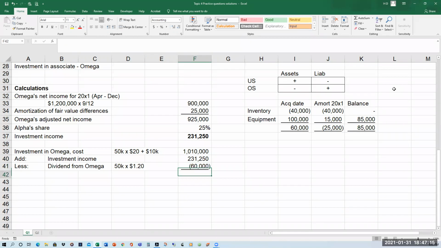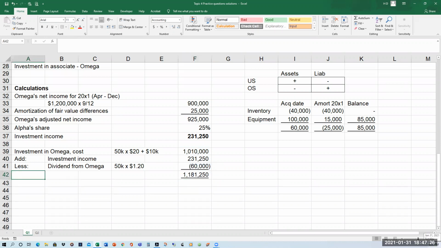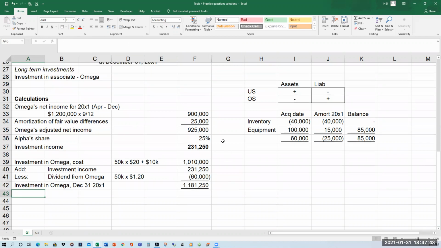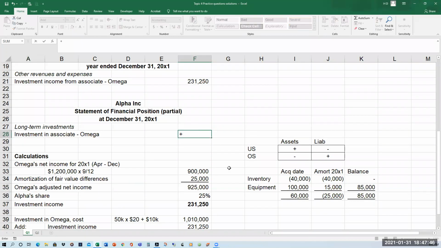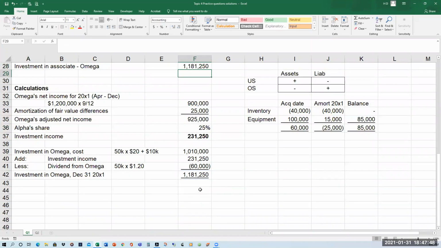$60,000. So cost of the investment, add the investment income, subtract the dividends, and we get 1,181,000. So that's the investment in Omega under the equity method on December 31st. We could have also made a T account. This is just another way of calculating. So investment 1,181,000.